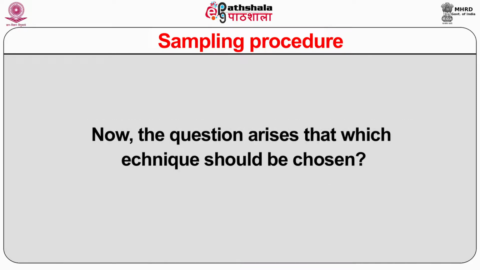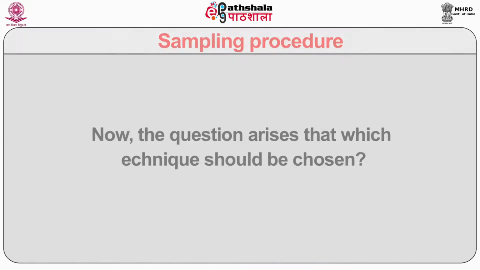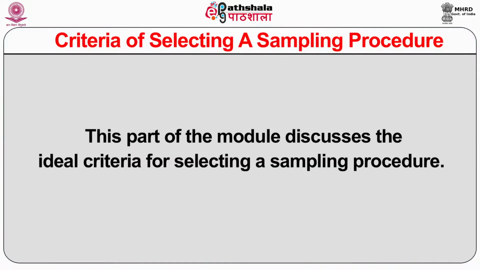Now, the question arises of which technique to choose. It becomes important to choose only that technique which suits best in terms of applicability, feasibility, and costs involved, and which leads to minimum error in sampling. Now, this part of the module discusses the ideal criteria for selecting a sampling procedure.